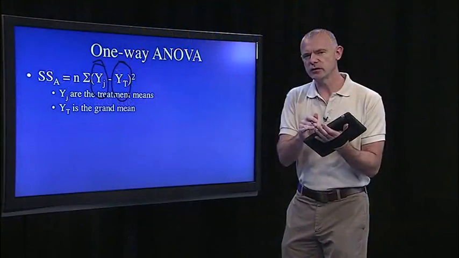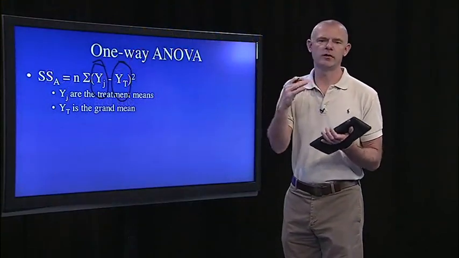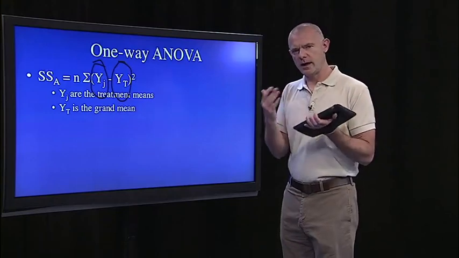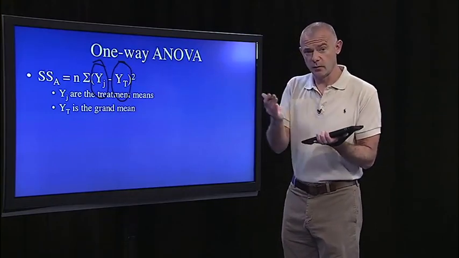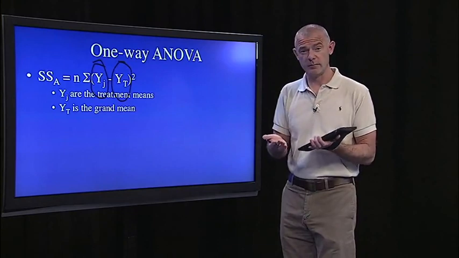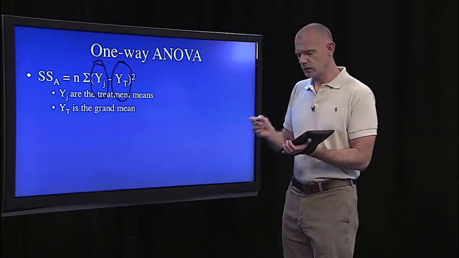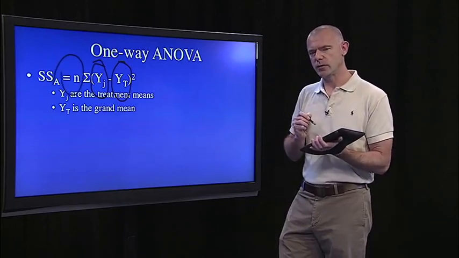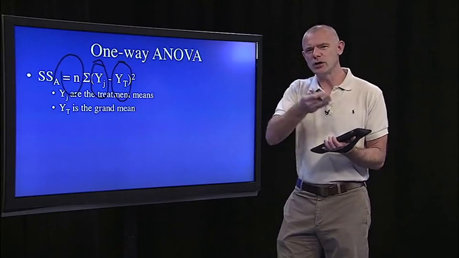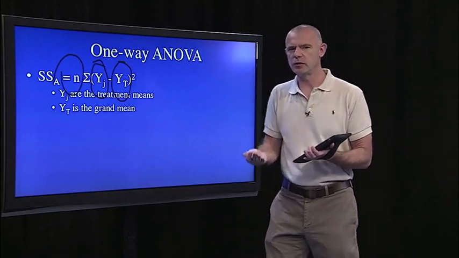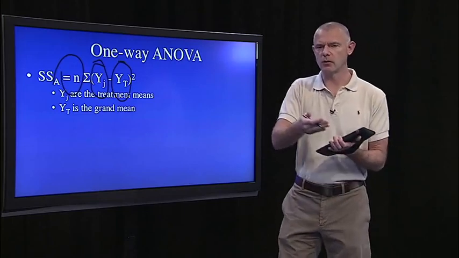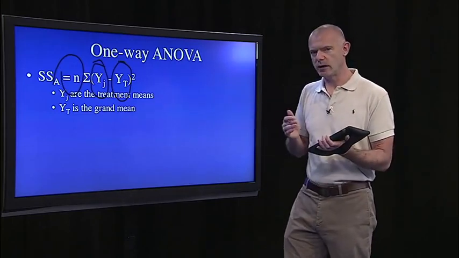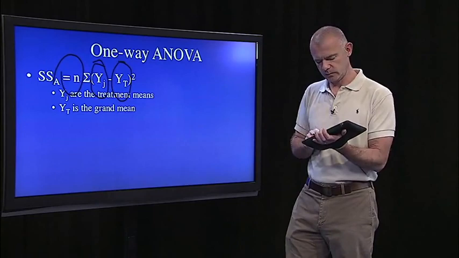I'll get those deviation scores, I'll square them, I'll sum them, sums of squares, and then divide by the number of groups minus 1, and that will give me mean squares. I also need to pre-multiply by the number of subjects in each group. The way to think about this is each individual subject is contributing a deviation score to both the between group sums of squares and the within group sums of squares.